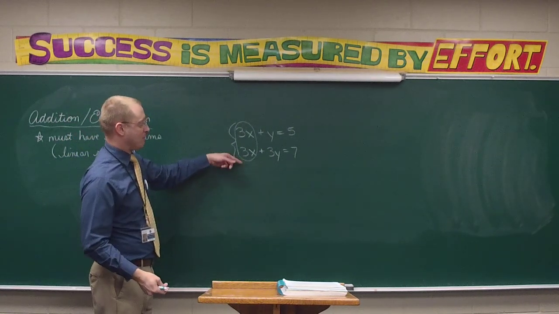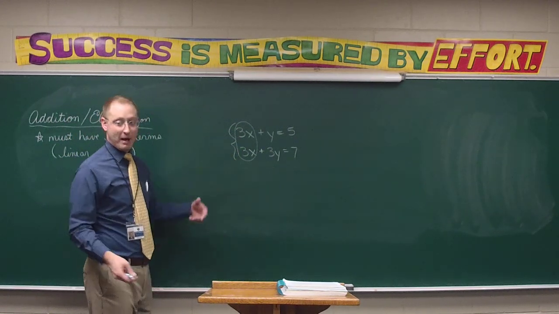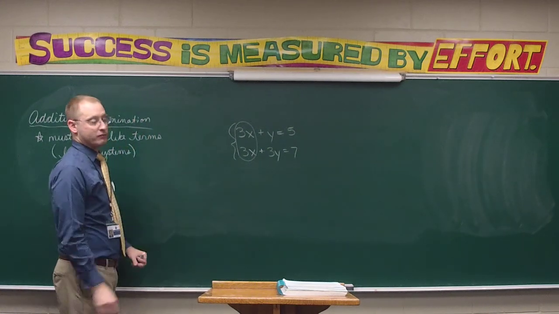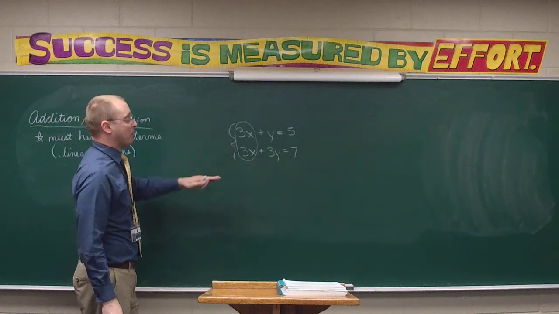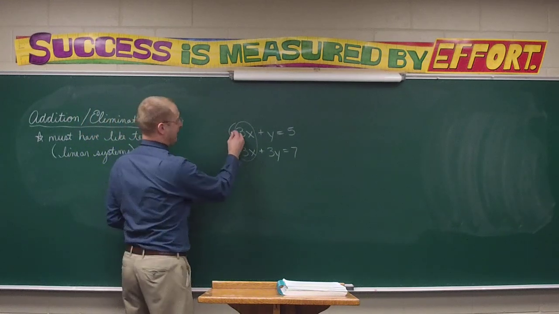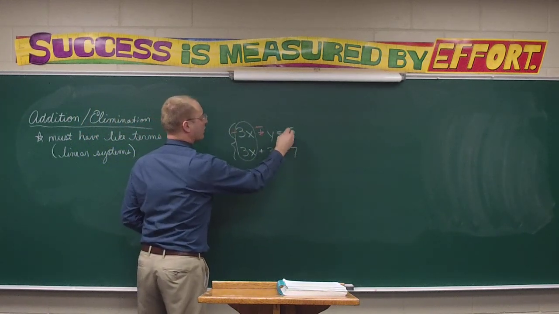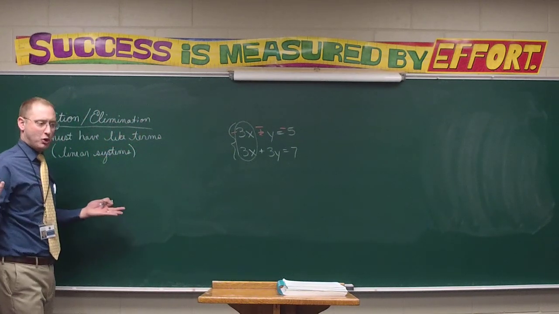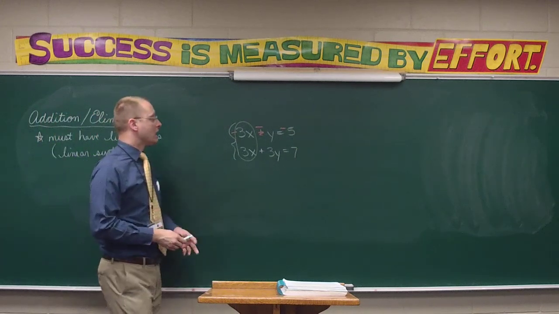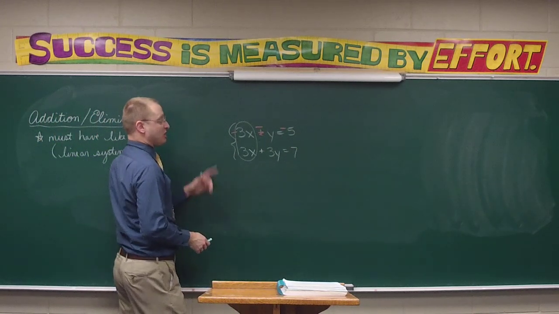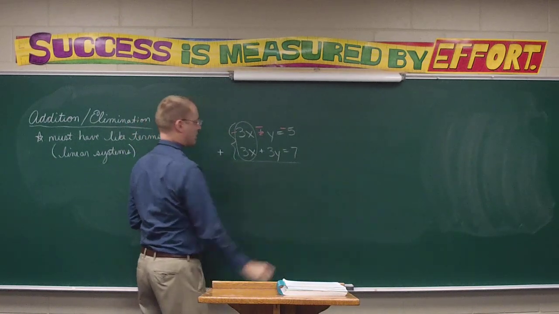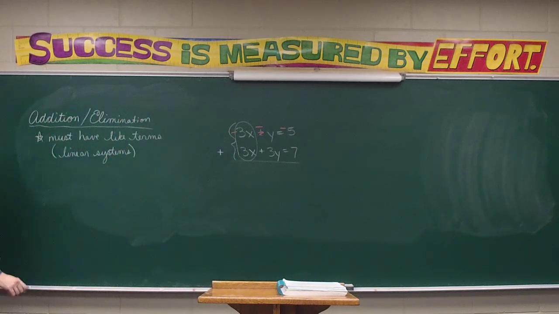Well, I already have the same number, but I don't have opposite signs. I've got 3x and a 3x. They match in number, but they have the same signs. You know what I'm going to do? Change all the signs in my top equation. One of the equations, just change all your signs potentially. All right, so as you're doing this with me, change all those signs. And now, step number 3, add the equations together.